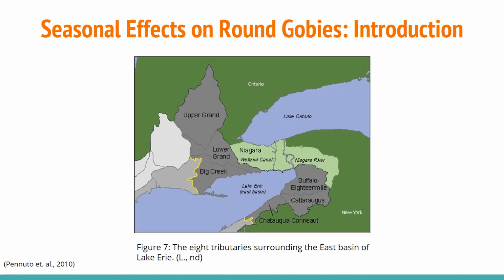This research is pertinent because resource managers want to know whether round gobies are using tributary streams as reproductive areas or corridors to inland waters. It also reflects round goby competition with other invasive species.